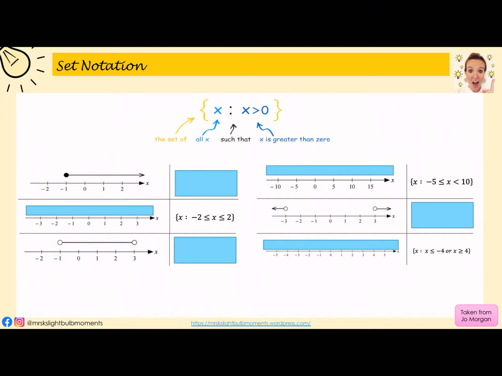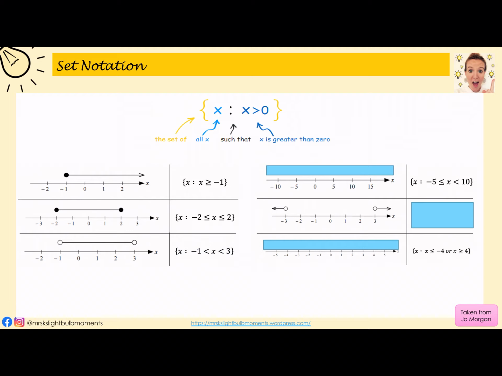Okay, should we go through some answers? So under the first square, you should have got the set of all x such that x is greater than or equal to -1. Make sure you've got the equals bit if you need it. Be careful with that. The next one, our line should look like that. x is basically between -2 and 2. They've both got equal signs on as well. The next one is similar, but can you see they're not shaded circles? So we've got the set of all x such that x is greater than -1 and less than 3.